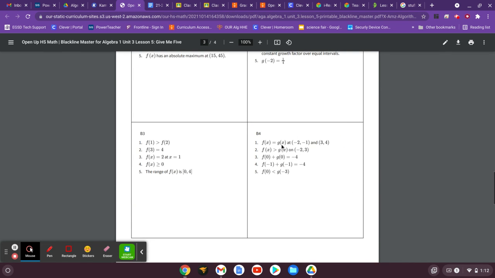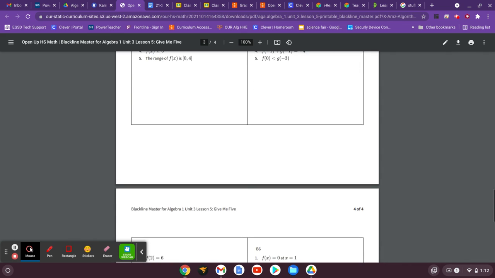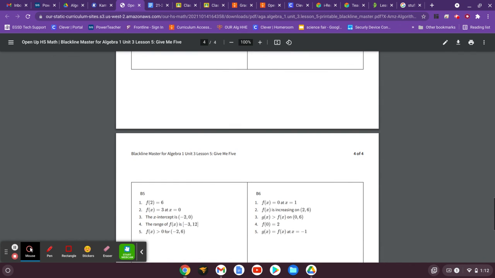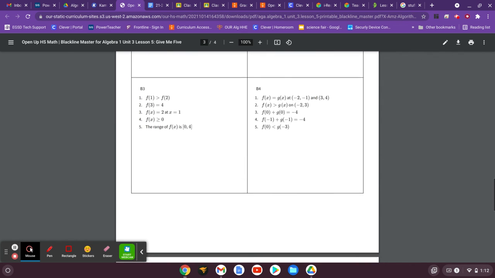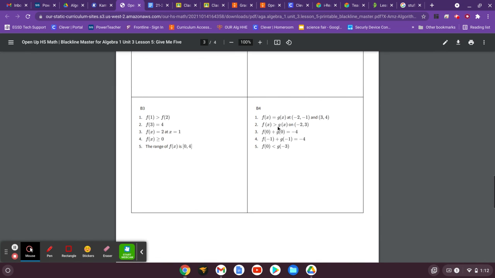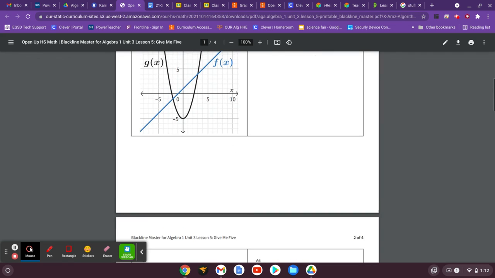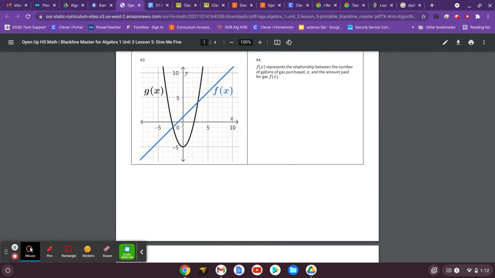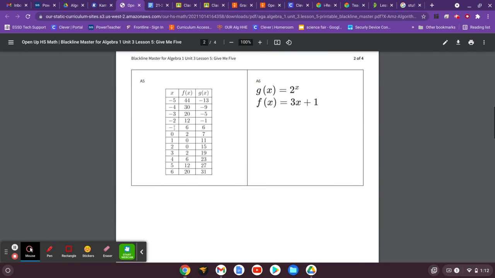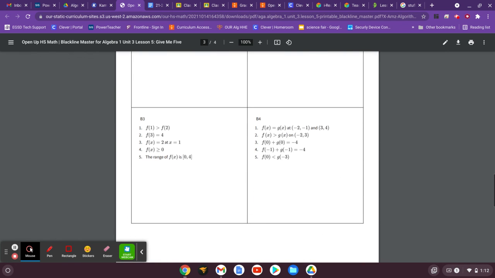B4, f of x equals g of x at -2, -1, and 3, 4. Ooh, there's two intersection points. Does this one, I don't know, we'll see on that. F of x is greater than g of x between -2 and 3. Let's check that one out. Between -2 and 3, yep, f of x is bigger. I think we found a winner on this one.